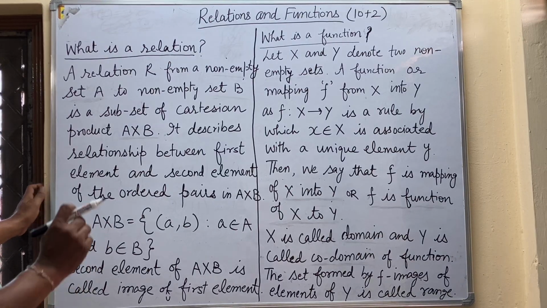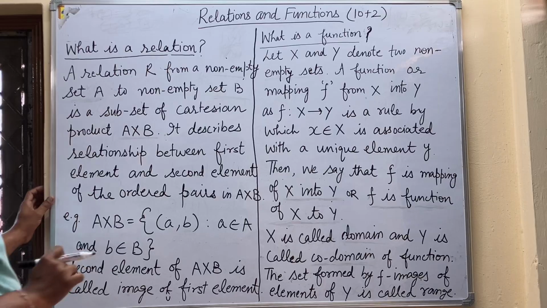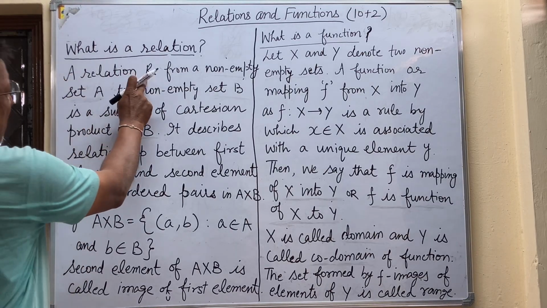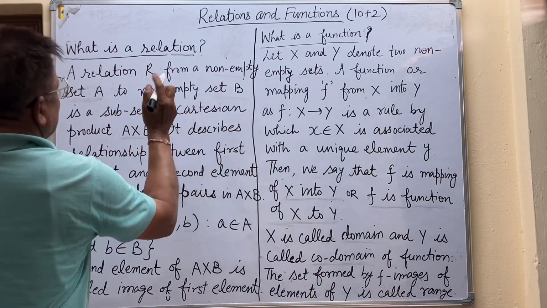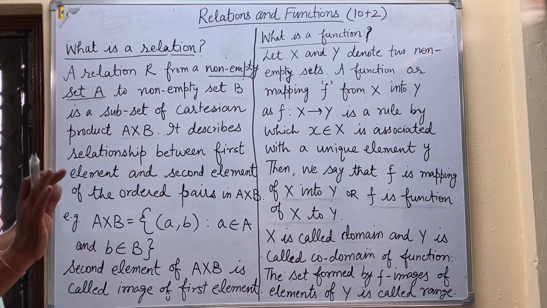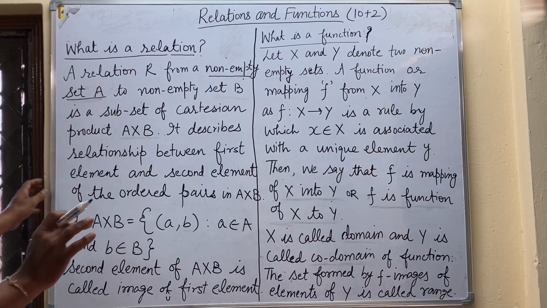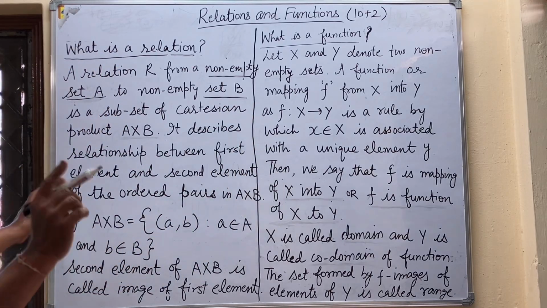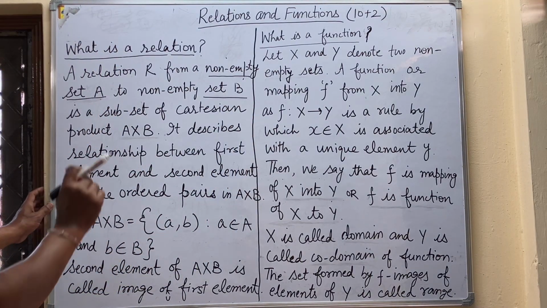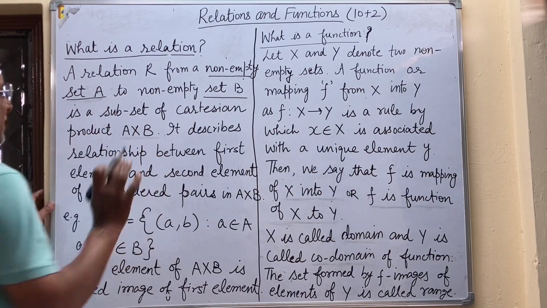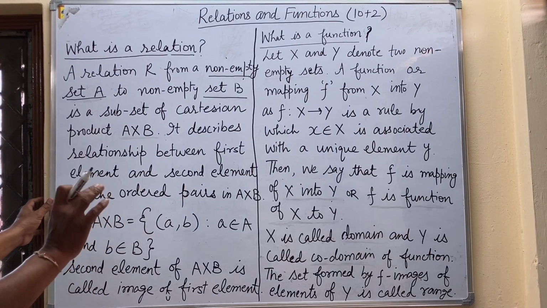Dear students, what is a relation? We shall discuss relation. A relation is from a non-empty set A to a non-empty set B. What is the meaning of non-empty set? Non-empty set means at least one element should be there in set A. Similarly, non-empty set B means there is at least one element in set B. A relation is a subset of the Cartesian product A and B. What is the Cartesian product of A and B?